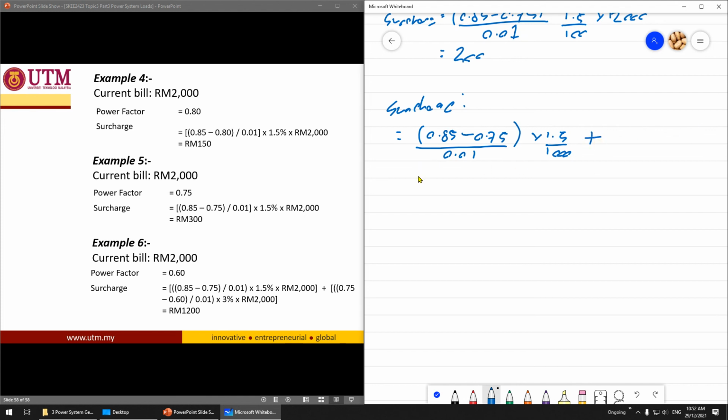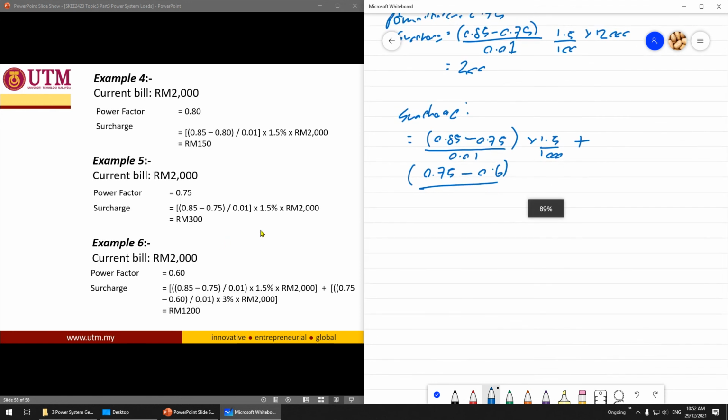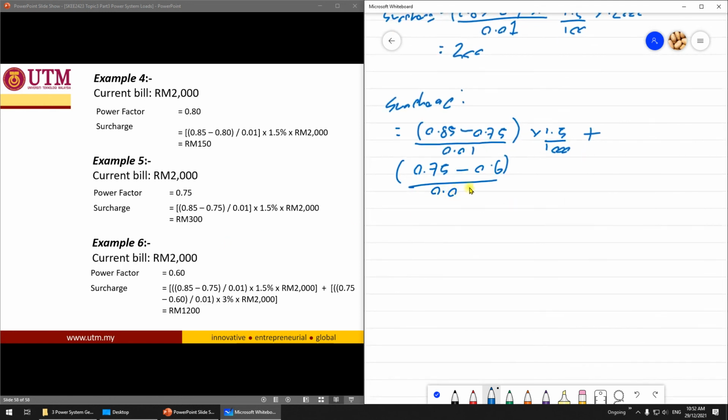So 0.75 minus the current power factor 0.6, and of course you have to pay for each 0.01 multiplied by 3%. And then of course you multiply by the bill, 2000. So you can see here the surcharge, the penalty, is almost half of the current bill. That's why you have to make sure your power factor is high, because the penalty is quite high.